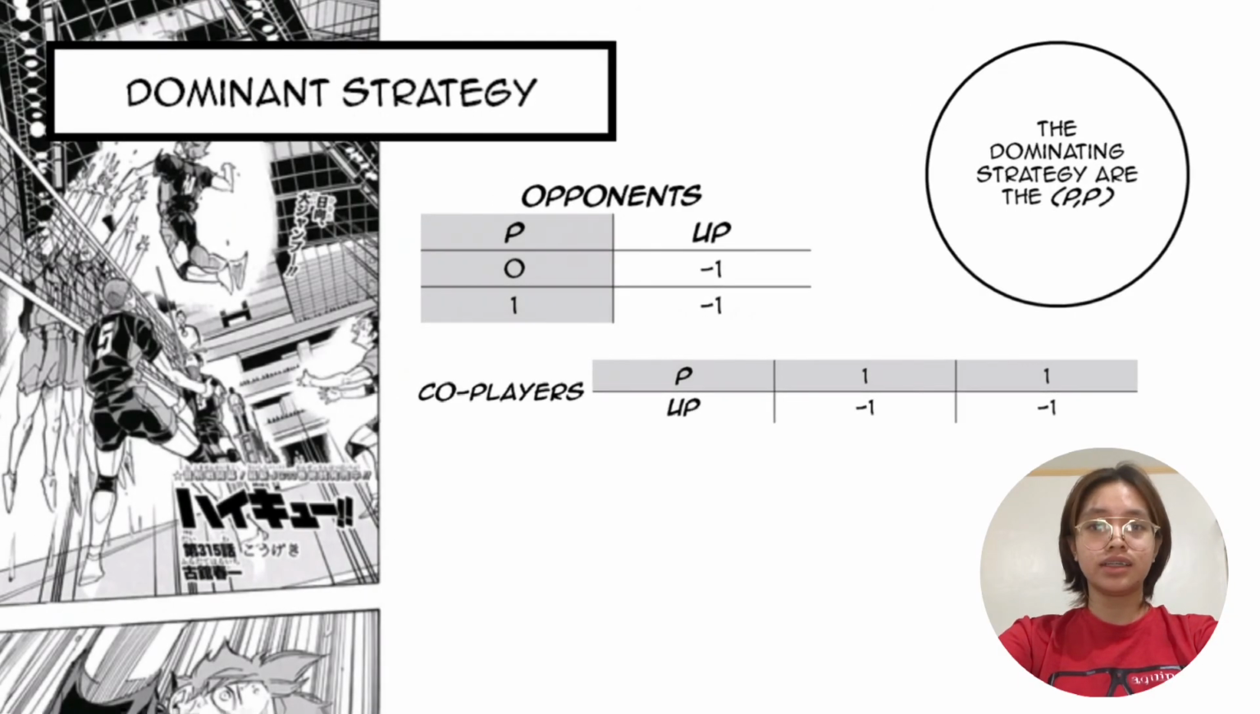Here is the dominant strategy. For the opponents, P dominates UP because 0 and 1 are greater than -1. For the co-players, P dominates UP because 1 is greater than -1. Thus, the dominating strategy is P for the opponents and P for the co-players.